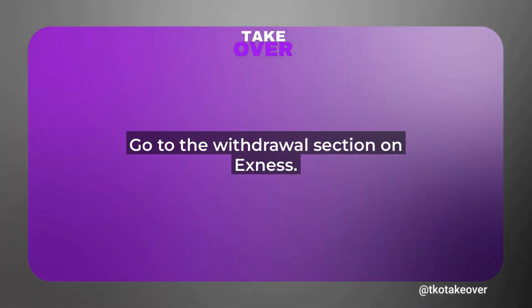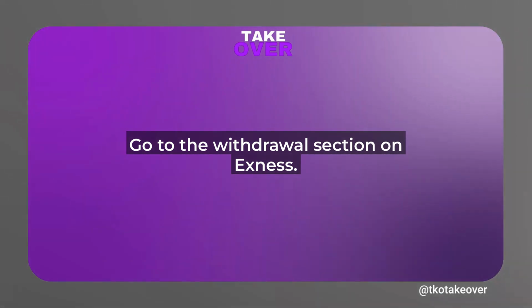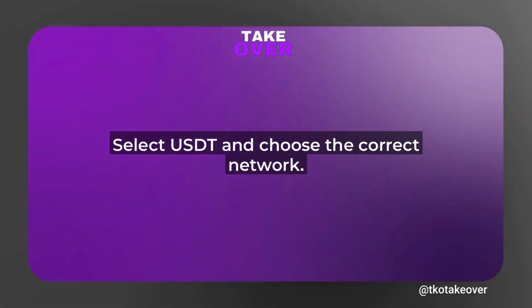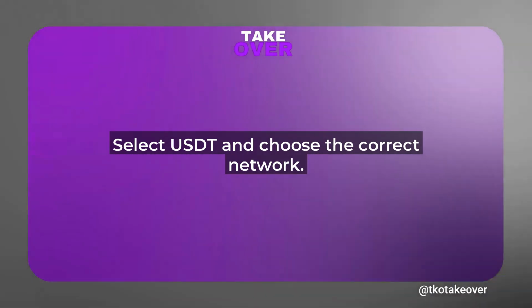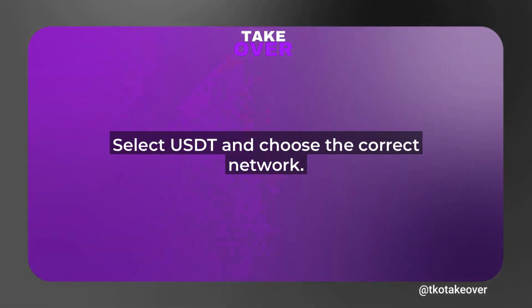Next, go to the withdrawal page on Exness. Select USDT as the currency, and choose the appropriate network, like Tron, ERC20, or BEP20, based on what Binance supports. Compatibility is key here to avoid any transaction failures.